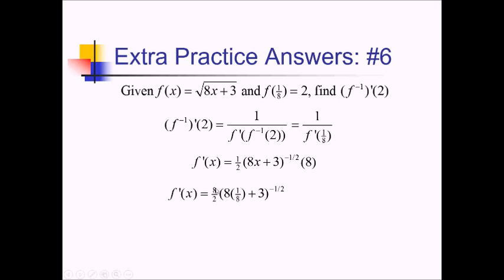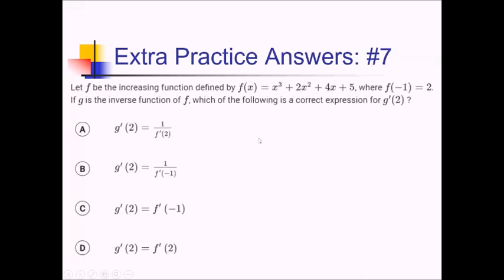So this is going to be 8 over 2 times the square root of 4. Well, square root of 4 is 2, times 2 gives us 4. 8 divided by 4 is just 2. So that is our f prime of 1/8. And then I can just rewrite 1 over that stuff as just 1 over 2.